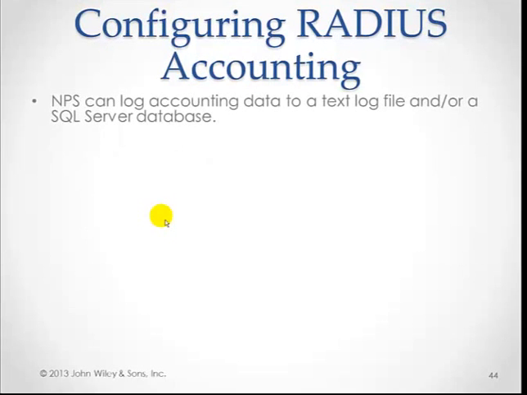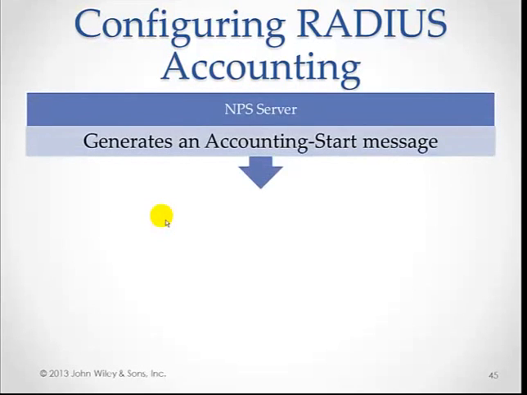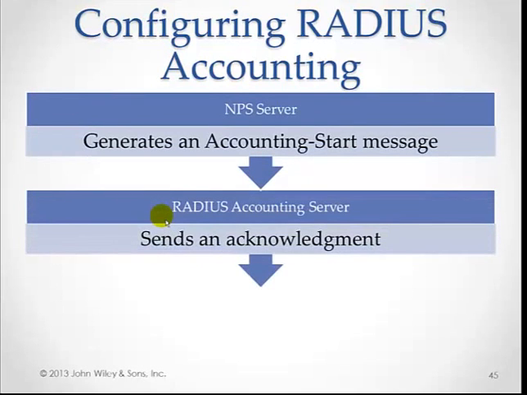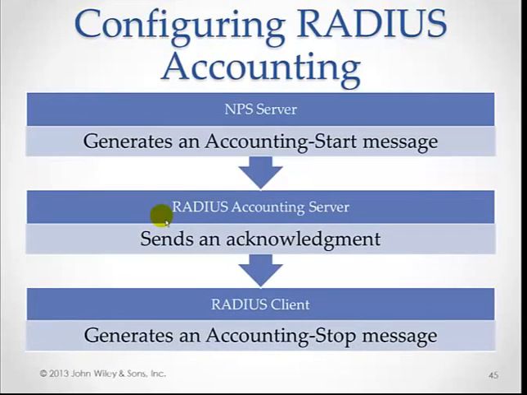Now, radius accounting. You have somebody logging into your network, so we want to account for that. So the NPS can log that accounting data to either a text log file locally or a SQL Server database. We saw that earlier in the diagram. So here we have the NPS server generating an accounting start message. The radius accounting server sends an acknowledgement, and then the radius client can generate an accounting stop message when it's done.